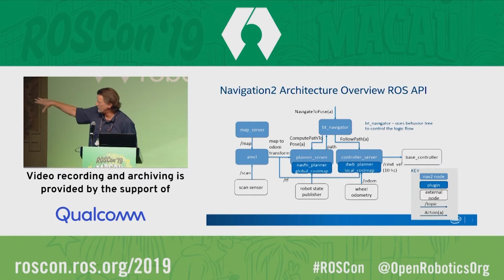But the default flow is there's the planner server and the controller server. They're servers for the compute path to pose and the follow path actions, respectively. And then within those, as you can see, there are the plugins for the NavFN planner, the global cost map, and then the DWB planner and the local cost map. Most of these other components are, as I said, basically straight ports from ROS1.